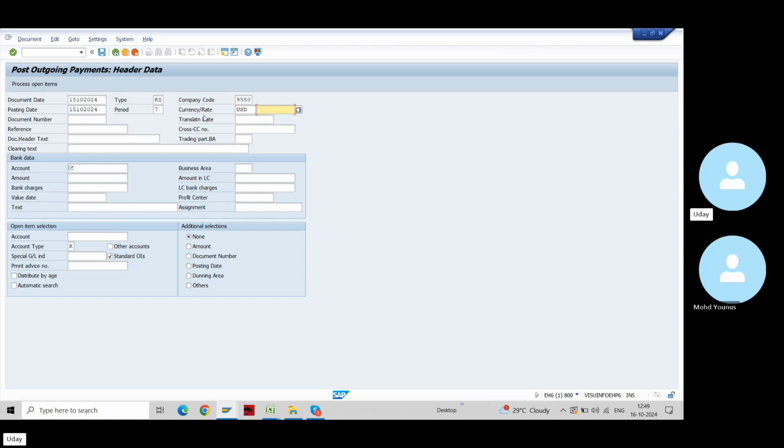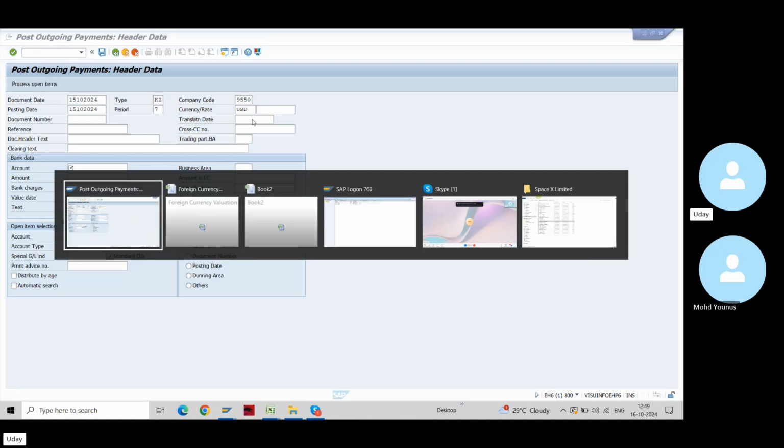So here you're also having currency slash rate. You can give the exchange rate manually here. If you don't give it here, SAP will pick it from the background. Automatically it will pick from OB08, based on the date, based on the latest actually.